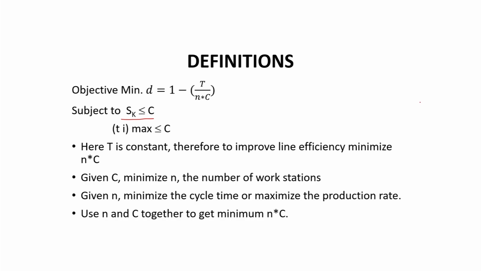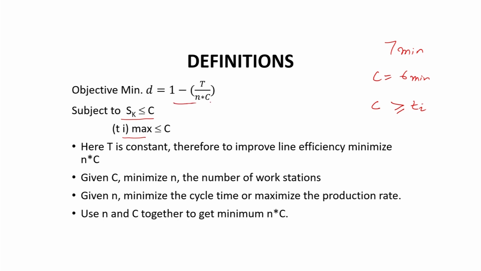Second is, my cycle time cannot be lesser than the maximum task time, otherwise that task will not be performed. Suppose one of the tasks requires 7 minutes, and you are saying cycle time of 6 minutes. How is a worker going to perform a task of 7 minutes if you are assigning only 6 minutes to a particular workstation? So, we have to keep that T i max should be less than or equal to cycle time, or in other words, C should be greater than or equal to T i. I cannot keep a cycle time lesser than the highest elemental time. So, these two things we have to keep in mind.